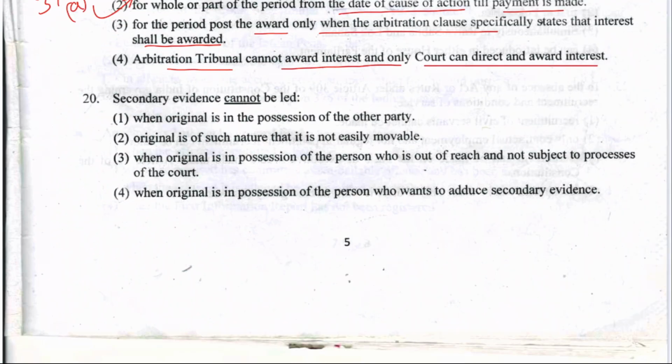Next is 20. Secondary evidence cannot be led when original is in possession of other party. दे सकते हैं फिर तो. When original is of nature that it is not easily movable, तभी दे सकते हैं. When original is in possession of person who is out of reach, not subject to process of the court, तभी दे सकते हैं. तो ये तीनों कहाँ पर लिखे हुए हैं? सेक्शन 65 में. When original is in possession of person who wants to adduce secondary evidence, भाई उसी के possession में है और वही secondary evidence देना चाह रहा है, तो क्या हो पाएगा? No. 4 is the answer.